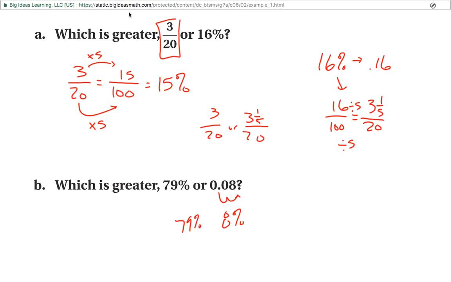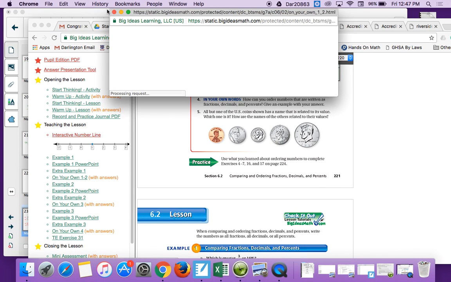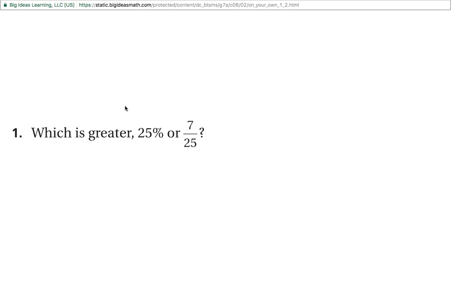Another one here. I'll give you a chance to look through it. Which one's greater? Go ahead and pause it. I'll let you do it, and then I'll do it right afterwards.